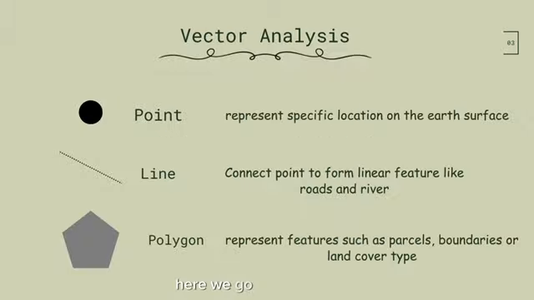Here we go! Vector analysis. Vector analysis is basically a data model that uses x and y as the coordinates. In a vector, there are some components or features that we have, such as point, line, polygon. So we are going to look at point. Point represents a specific location on the Earth's surface. Second, line. It connects points to form linear features like roads and rivers. Third, polygon. It represents features such as parcels, boundaries, or land cover types.